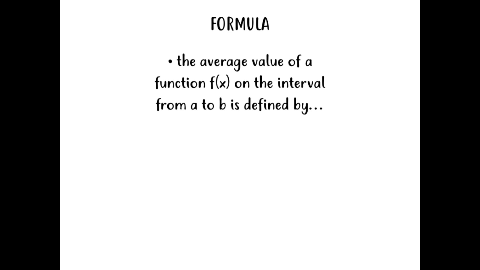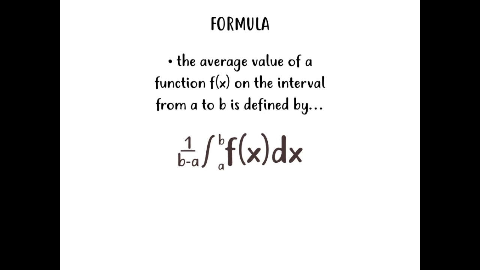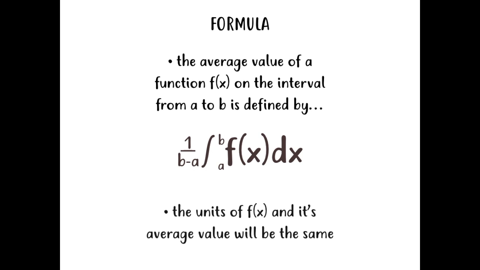The average value of a function f of x on the interval from a to b is defined by the following formula. 1 over b minus a, which is the upper limit minus the lower limit, is multiplied by the definite integral from a to b of f of x dx. And you'll notice that the units of f of x and its average value will be the same.